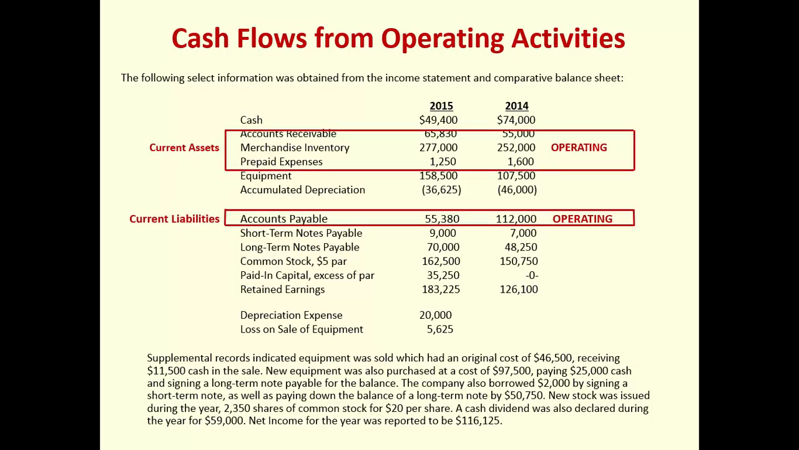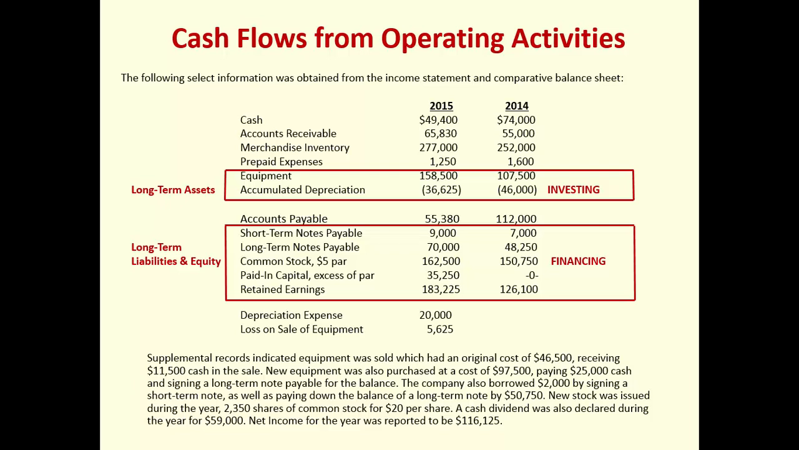Memory trick, operating is going to be current assets all the time, current liabilities most of the time. There's one exception to the current liabilities, and that's, you see the short-term notes payable is not included. Short-term note payable is how do I finance my operations? So that's going to fall into financing, even though it's current. Long-term assets is going to be investing. Long-term liabilities and equity is going to be financing, plus a short-term note.